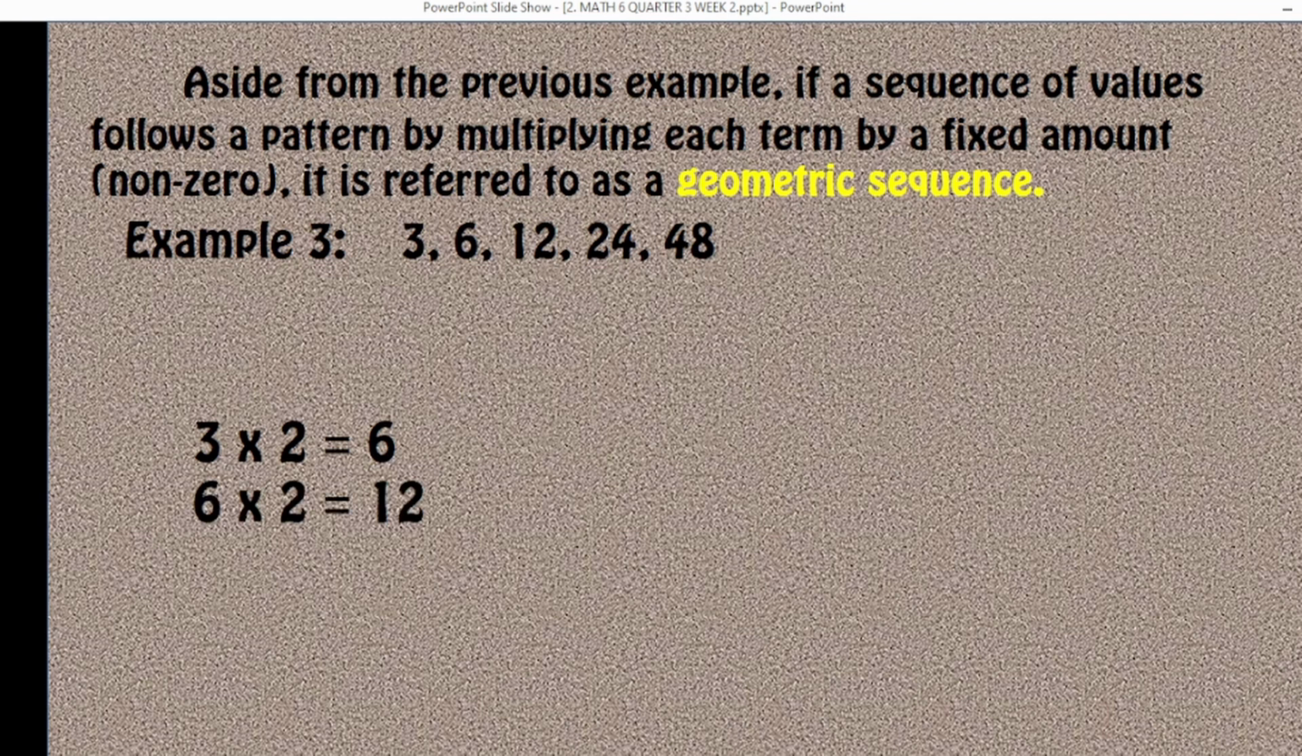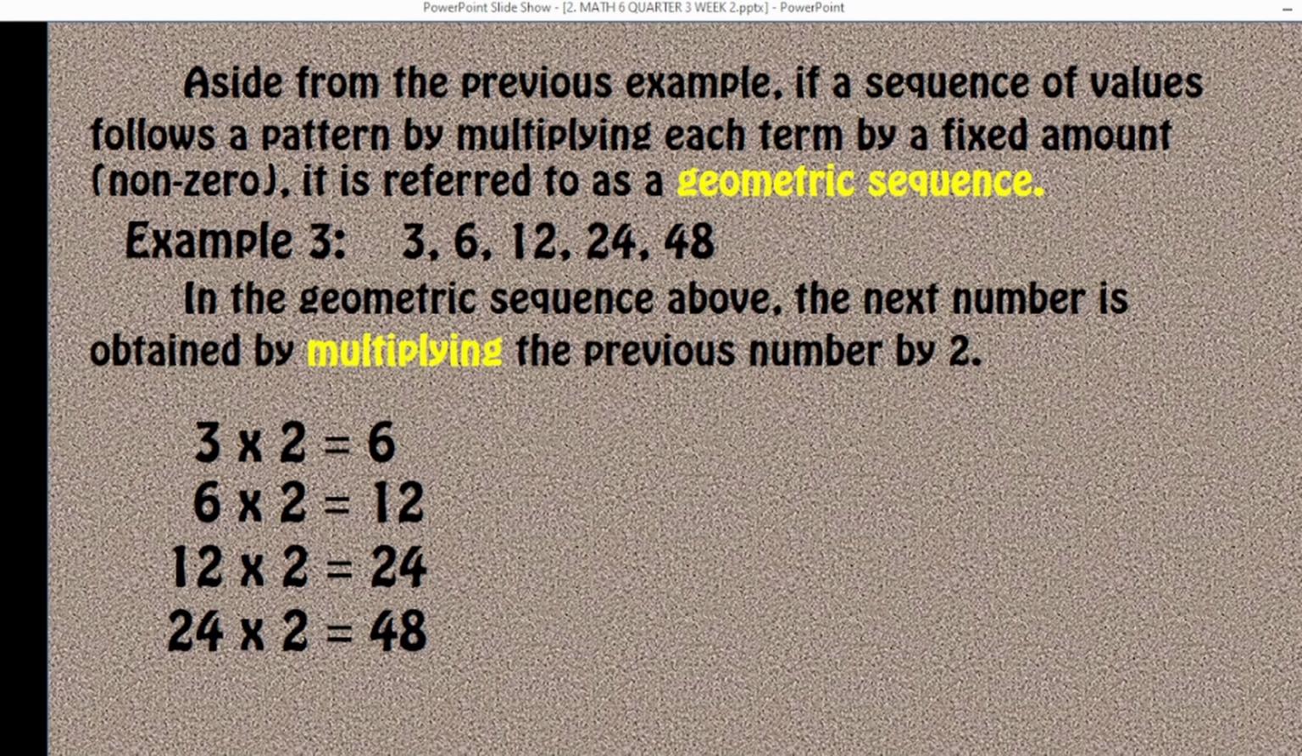And then, 6 times 2 is equal to 12. 12 times 2 is equal to 24. And 24 times 2 is equal to 48. So, yan ang tinatawag na geometric sequence. In the geometric sequence above, the next number is obtained by multiplying the previous number by 2. So, yan ang pattern mga bata. I-multiply yung number na nauuna doon sa number na 2 para makuha ang susunod na number sa pattern.